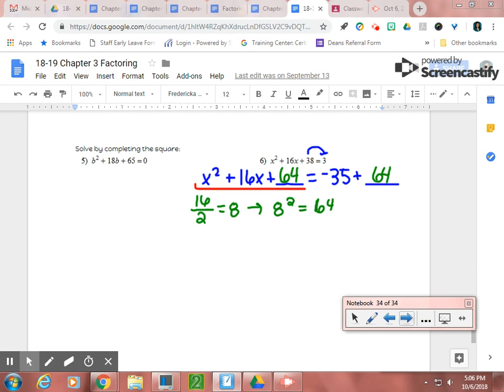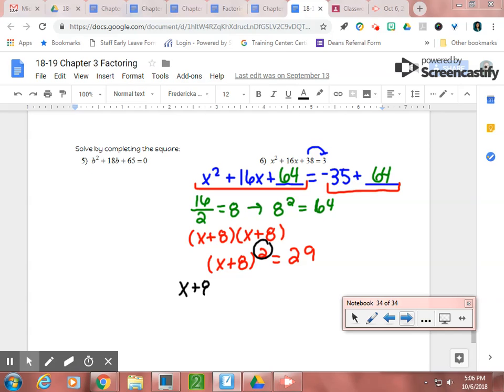Step 3 says we want to factor this side. What multiplies to 64 and adds to 16 is x plus 8 and x plus 8. So that's going to give us x plus 8 quantity squared. Then we add these together, and that's going to give us 29. Okay, so our next step is to take the square root. To get rid of this, we have to take the square root. So x plus 8 is going to be equal to plus or minus the square root of 29.